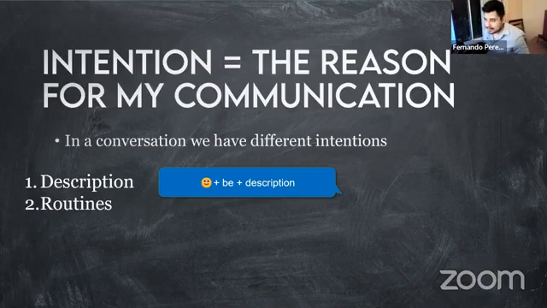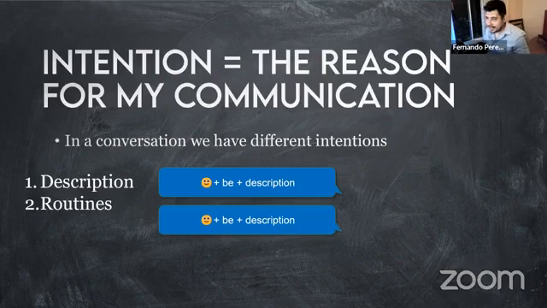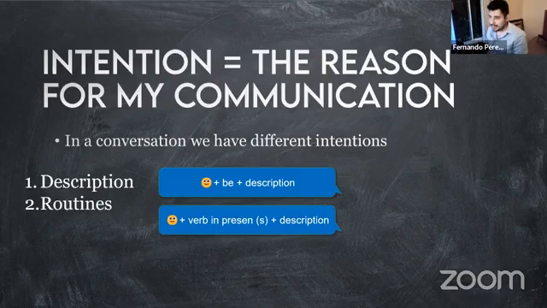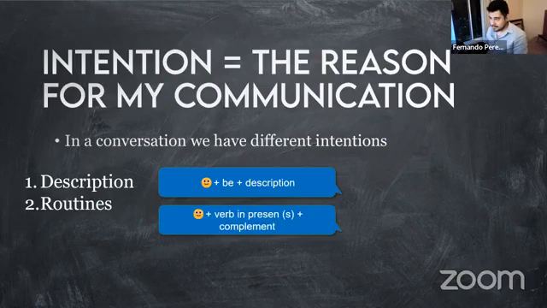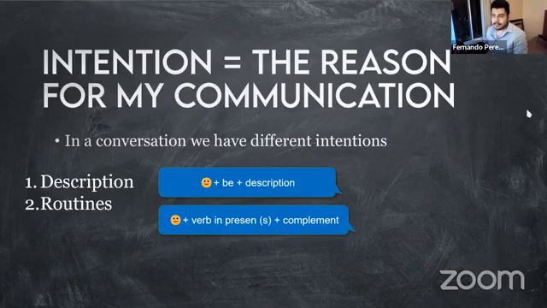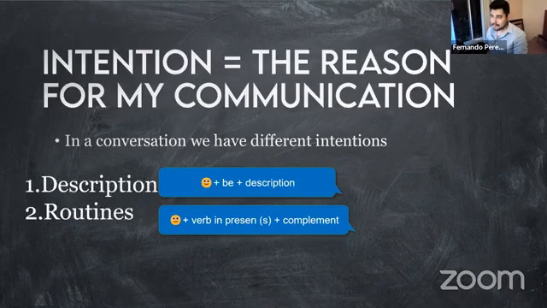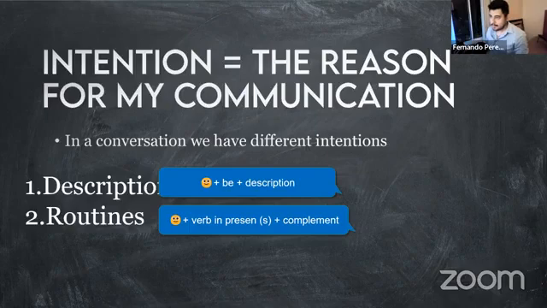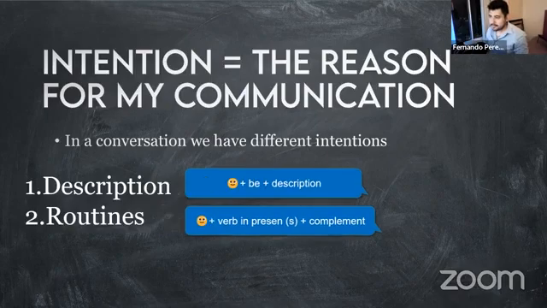This is structure number two. I, then a verb in present, possibly with a third person with a termination S, and a complement. Right? Descriptions and routines. I get up at 7 a.m. every day. Very good.